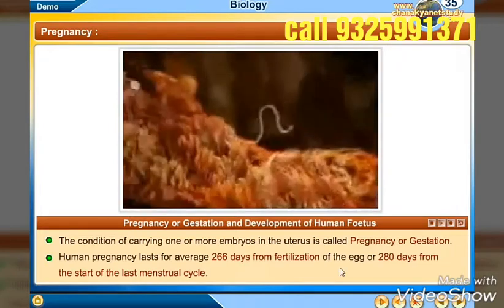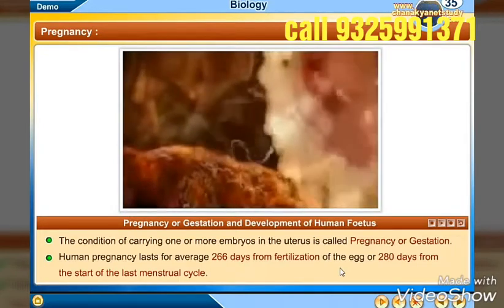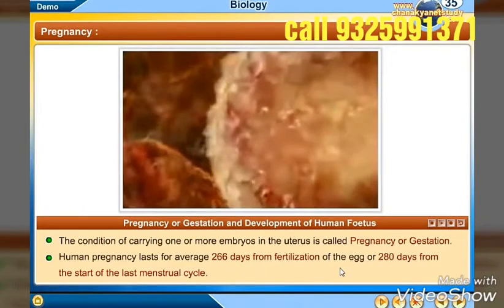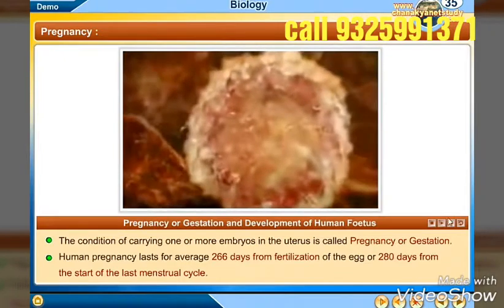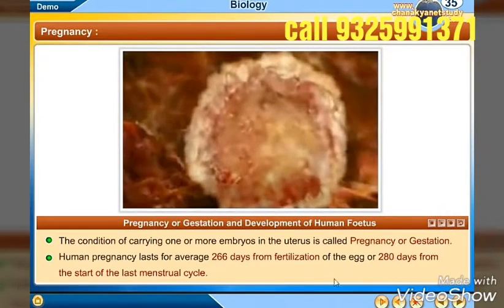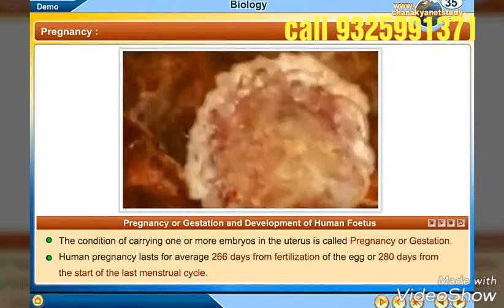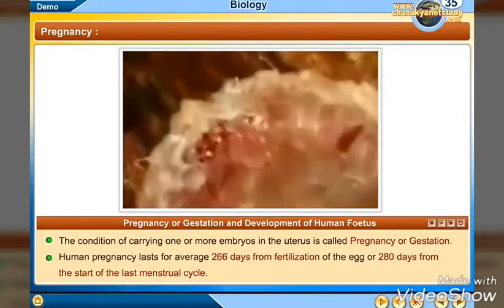Pregnancy. The condition of carrying one or more embryos in the uterus is called pregnancy or gestation. Human pregnancy lasts for an average of 266 days from fertilization.